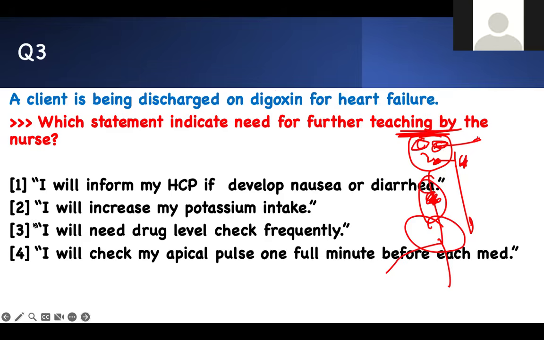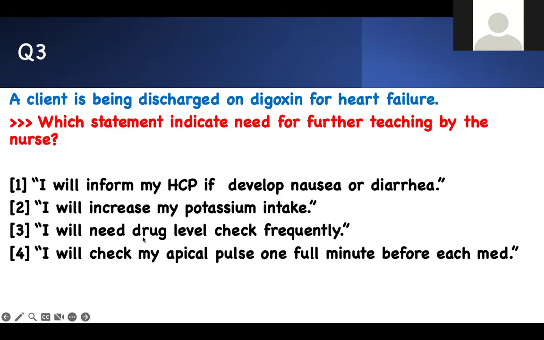Therefore, what is the problem? The client said what? I will inform my healthcare provider if I develop nausea. That's GI symptoms. That's a good thing. I will increase my potassium intake. Well, there's some electrolytes that can affect Digoxin, right? Potassium, calcium, and magnesium. The low potassium causes Digoxin toxicity. But people forget that if you increase your potassium, it's not a good thing. It's supposed to maintain it normal. Unless you're taking other medication that is decreasing your potassium, then you can increase it, but only to bring it to normal. Saying I'm going to increase my potassium is a wrong thing.